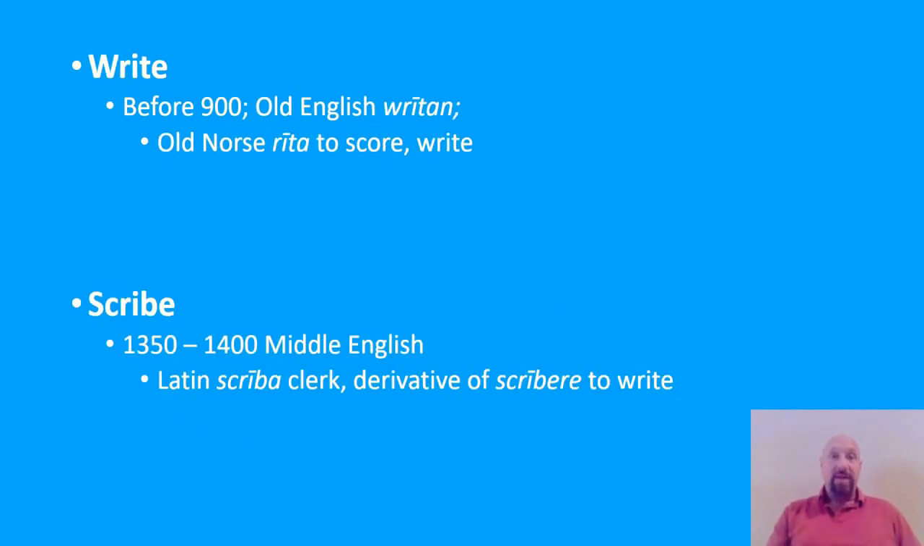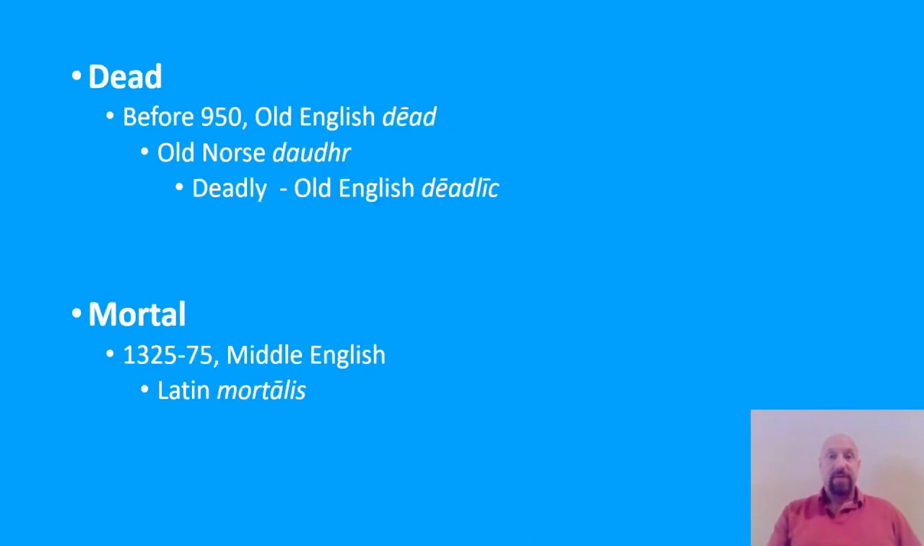We have write from the Old Norse word writa, and then we have scribe, which we got much later, 1350, directly from Latin. We have dead and mortal. Okay, dead's an Old English word from Old Norse. We have deadly, Old English deadlich. It's deadly or mortal. You can see we got mortal directly from Latin.